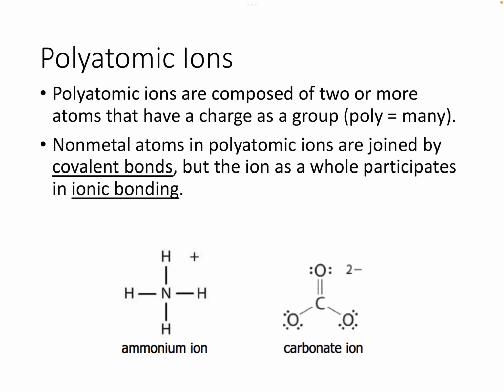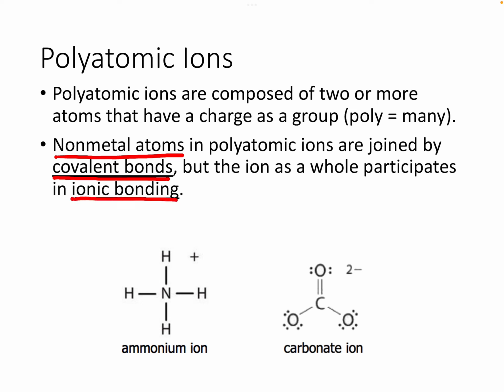So remember, the polyatomic ions are composed of two or more atoms, and they have a charge as a group. So now that we know more about covalent bonds, we can go back and understand polyatomic ions a little bit better. So in a polyatomic ion, you have nonmetal atoms that are joined by covalent bonds. But the entire thing has a charge. So the entire thing, not just the nonmetal atoms with covalent bonds, is going to participate in ionic bonding.